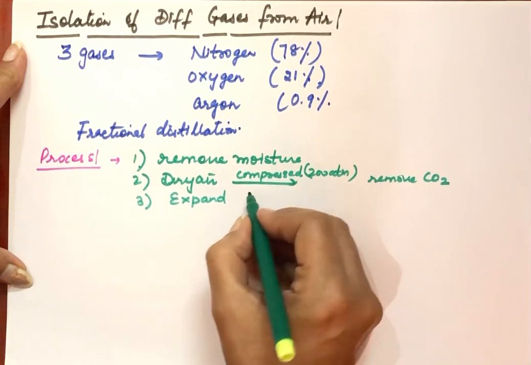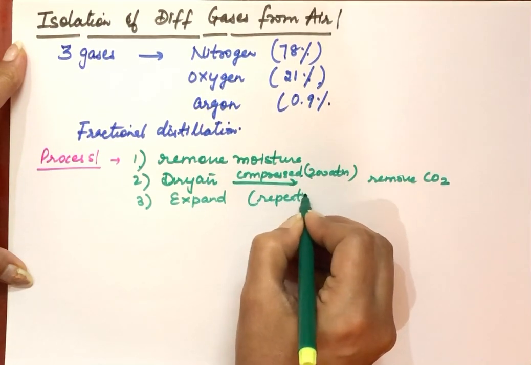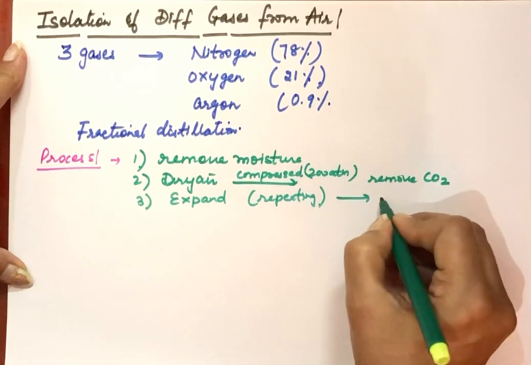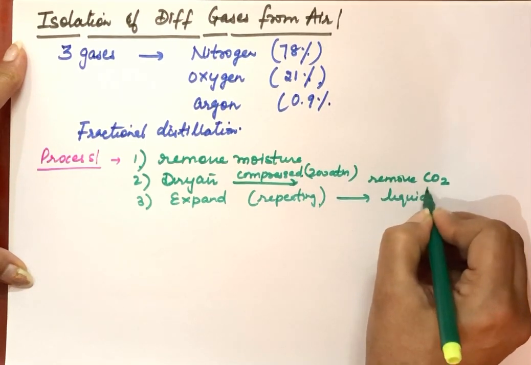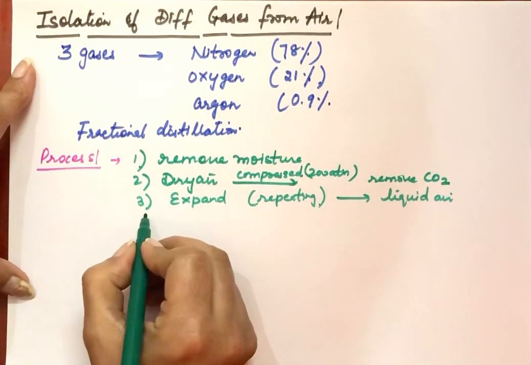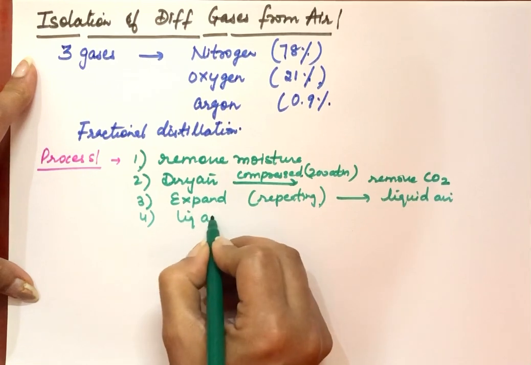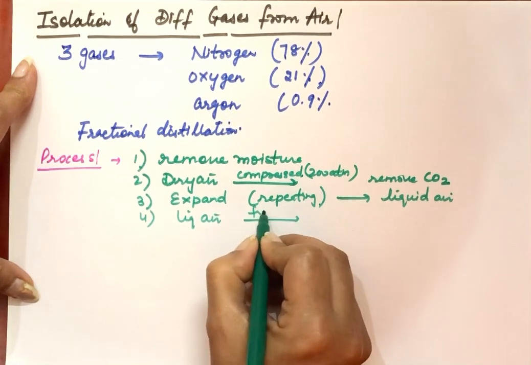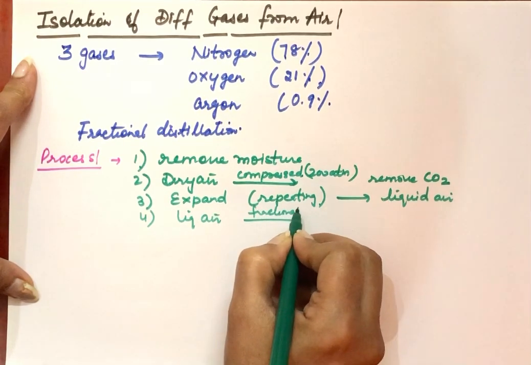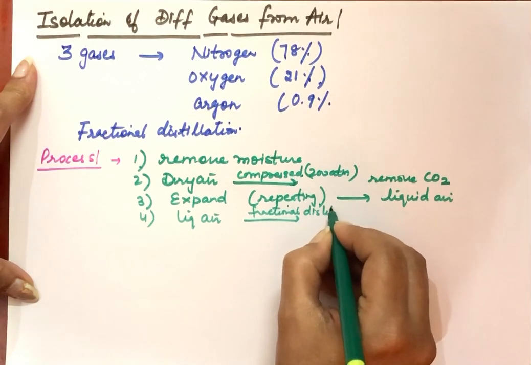So when we expand this, and this process we are repeating several times, what will happen is the air will change to liquid form. So we have taken liquefied air now. What will be the fourth step now? Now we take the liquid air and do its fractional distillation, and different gases will separate out at different heights in this fractional distillation tower.